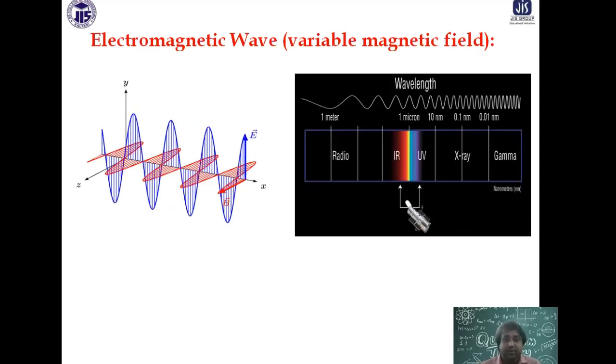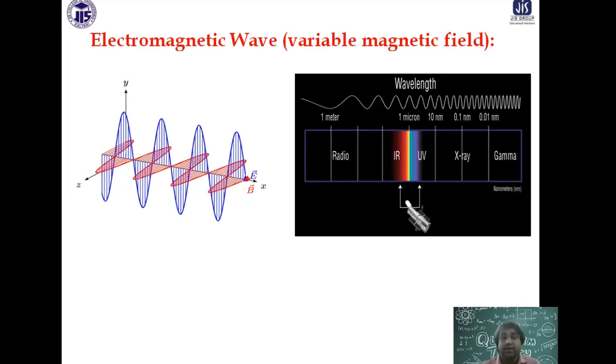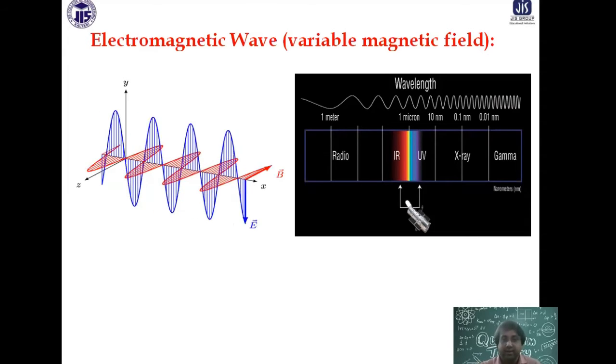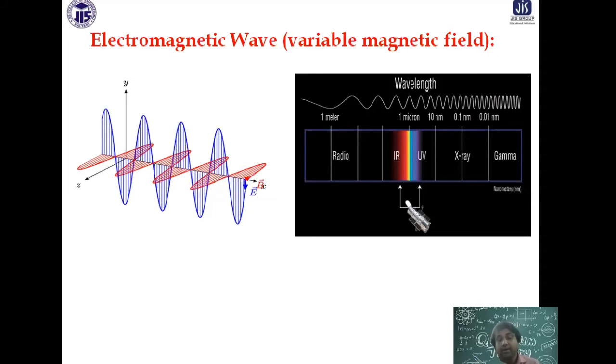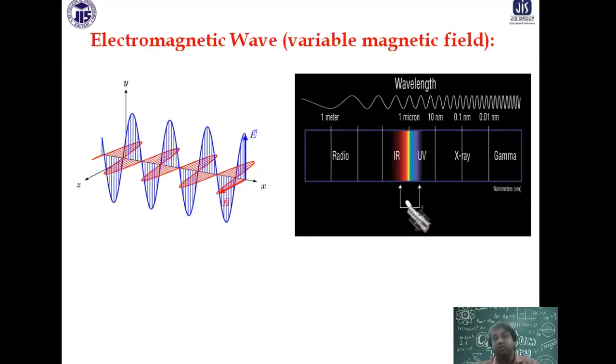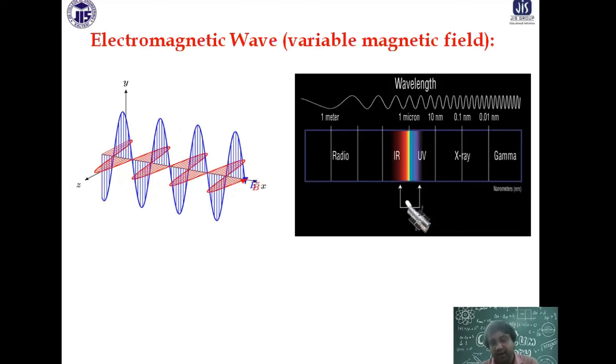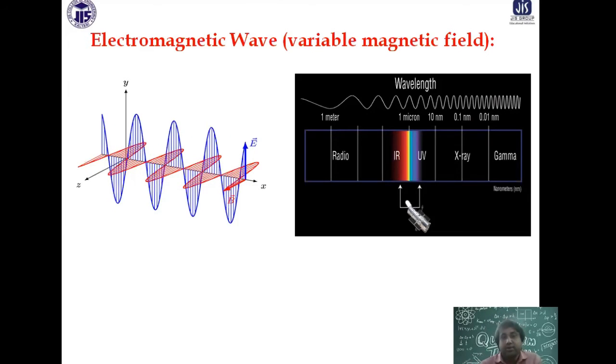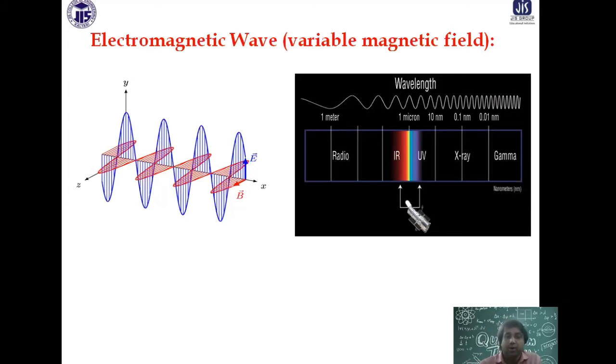Lambda very high means the energy is less. So that's why the greenhouse effect takes place. Heat comes inside, but it cannot go out because its energy is very less. That is the origin of the greenhouse effect.